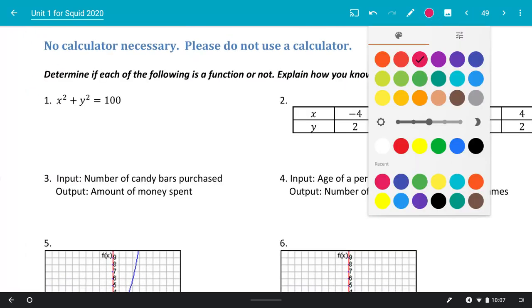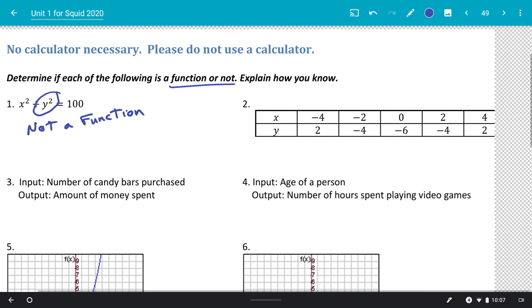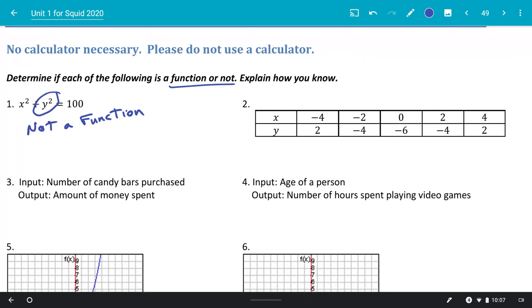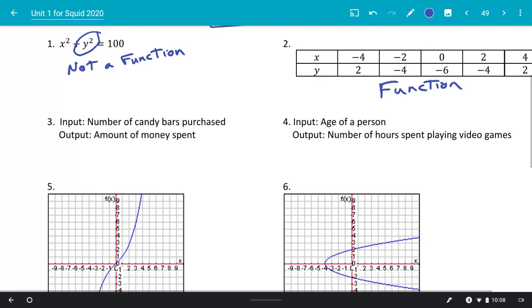Start with blue. Determine if the following is a function or not. Number 1 is not a function because the y has an exponent. That's how I know. Number 2, I have all different inputs, therefore it has to be a function. In order for me to have a table that's not a function, I would first have to have a repeating input, and then that repeating input would have to have different outputs.